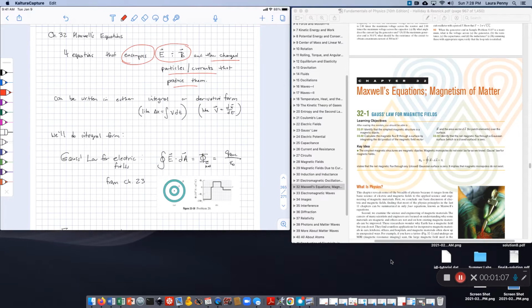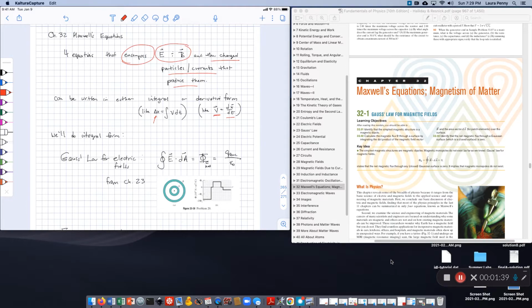Maxwell's equations can be written in either integral or derivative form. Just like calculus can be written in either an integral form or a derivative form, right? So we could say that the velocity is the derivative of position with respect to time. That's a derivative form. But we could also say the change in position is the integral of velocity dt. And so calculus kinds of things can be written in integral or derivative form.